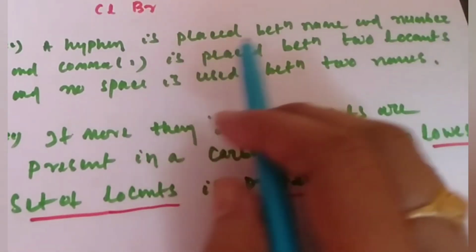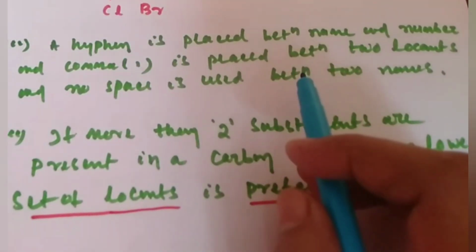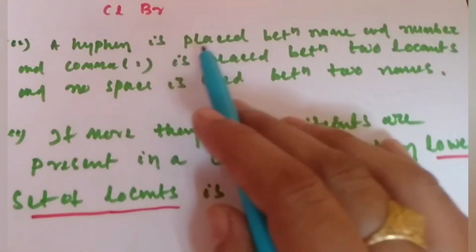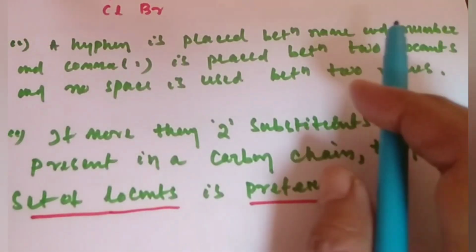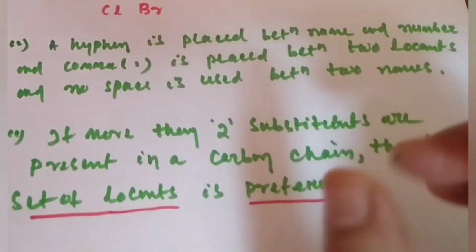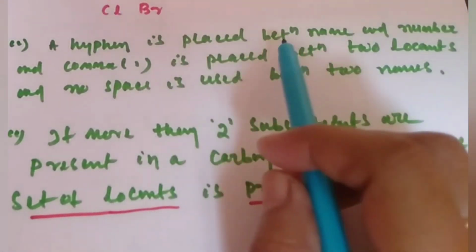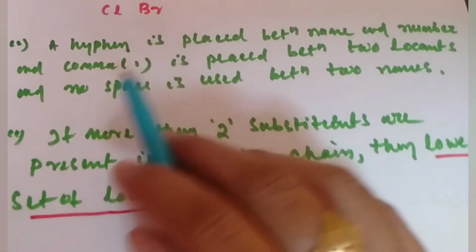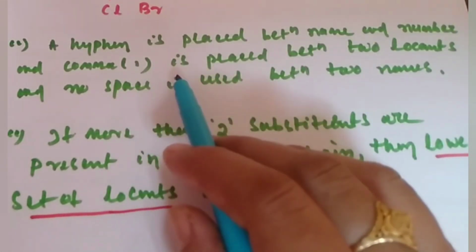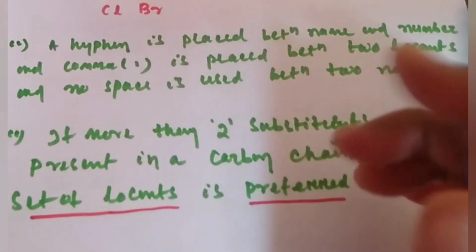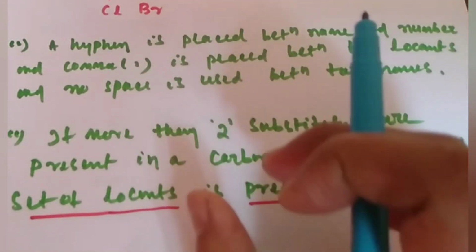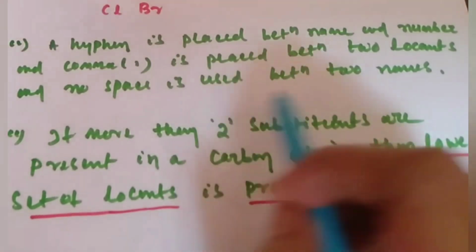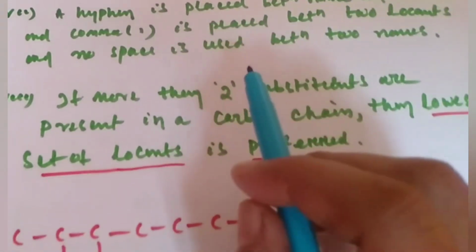Next is, a hyphen is placed. How can you write? While writing the IUPAC name of a compound, always a hyphen is placed between the name and number. Okay, when I will write 2 methyl, so in between 2 and methyl, one number and name, hyphen is given. In between 2 numbers, comma is given, or locants. Number means your locant, and comma is present, and in between a name and in between 2 names, no space is used. Okay, that you have to remember.